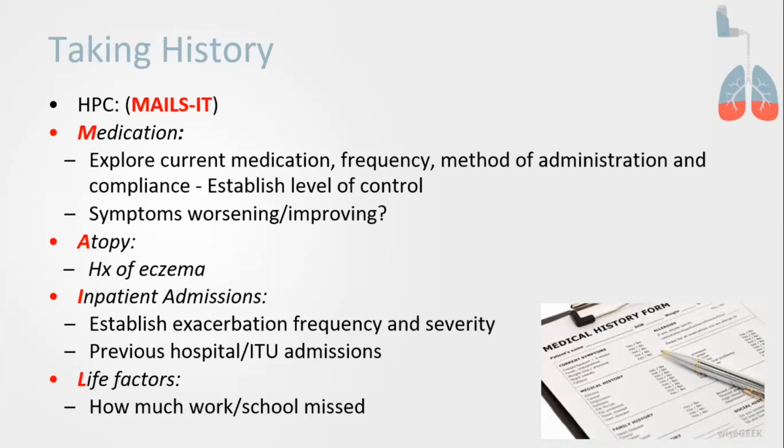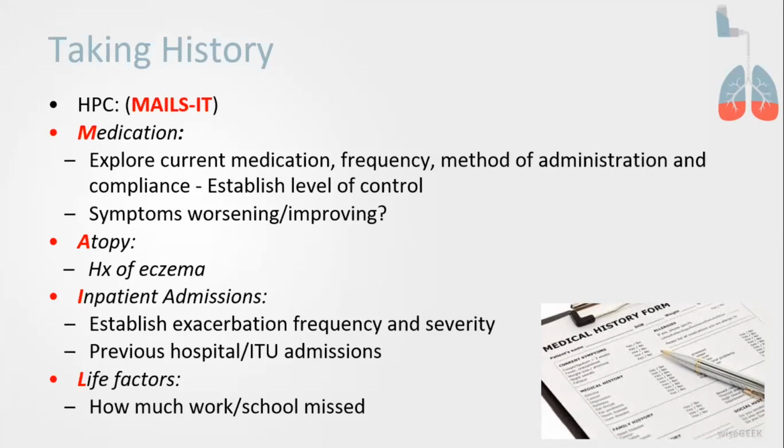Atopy, history of any other hypersensitivity diseases they might have, like eczema, can also help, because it might mean that you need to give them other medications, like prednisolone on top. Inpatient admissions is extremely important. If a patient says to you that they've been having 5 attacks a week, that's bad. If they've had to go to ITU once a year, that's the red flag that tells you this regime is really not working at all. We need to step them up a lot.